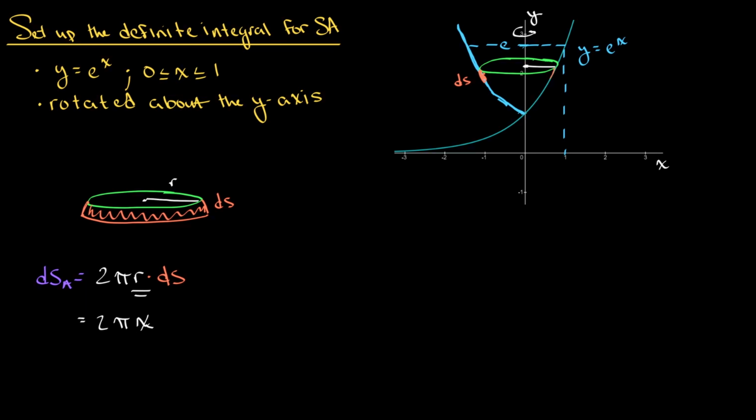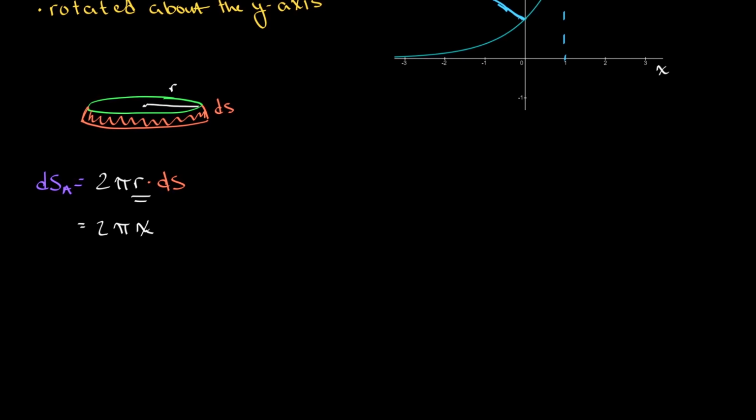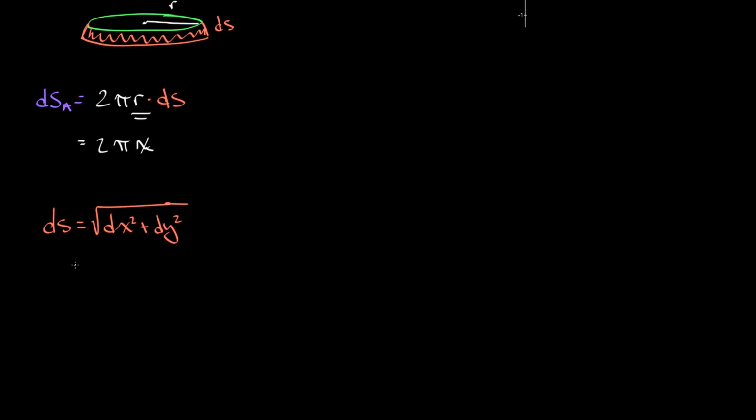And that means that our little piece of arc length is going to be solved for in terms of dx. So we'll have ds is equal to the square root of dx squared plus dy squared. Then we're going to factor dx squared out of this radical. So we'll have ds is equal to the square root of 1 plus dy over dx squared, and then we have dx out here.